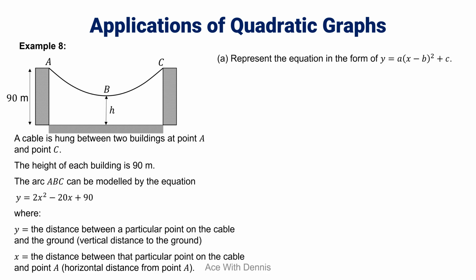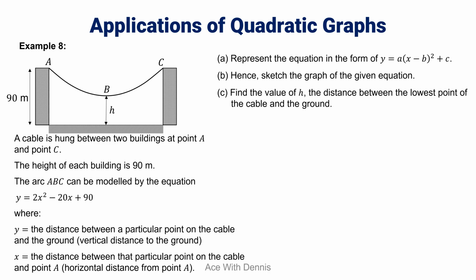A. Represent the equation in the form of y equals a(x minus b) squared plus c, which is the completing the square form. B. Hence, sketch the graph of the given equation. C. Find the value of h, the distance between the lowest point of the cable and the ground. D. Find the horizontal distance between point A and point C.